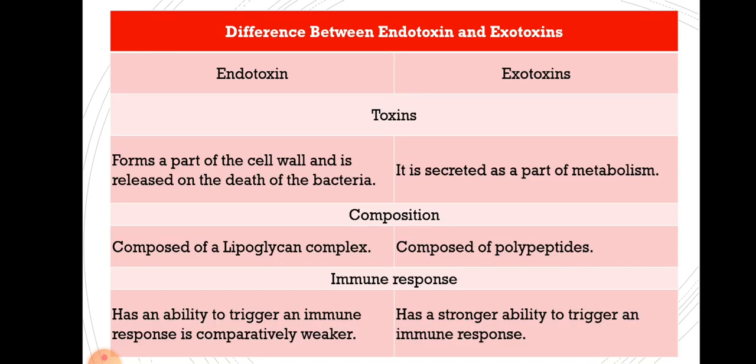Difference between endotoxins and exotoxins in detail. Toxin forms. Endotoxins form a part of cell wall and are released on the death of the bacteria. Exotoxins are secreted as a part of metabolism. Endotoxins are composed of lipoglycan complex, exotoxins of polypeptides. Endotoxins have an ability to trigger an immune response, which is comparatively weak. Exotoxins have a stronger ability to trigger an immune response.